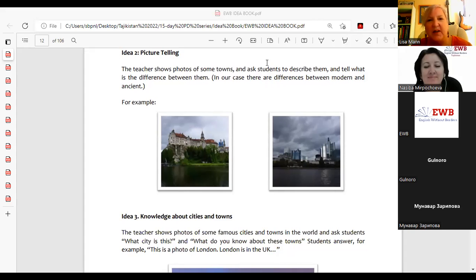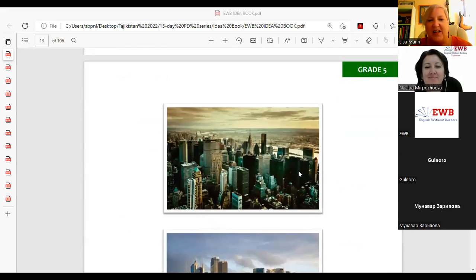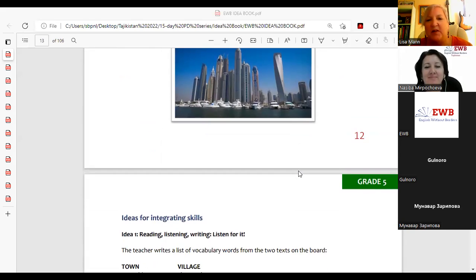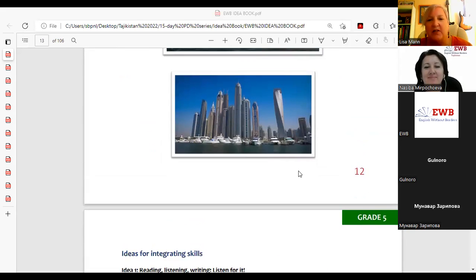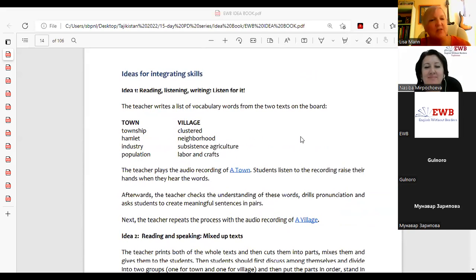For example, this one is about using photos and describing photos. So you have the two photos here. Again, this one has lots of photos. But if you don't have a printer, you don't have a way to show these photos, you can also draw them or ask your students to draw them. You don't need anything fancy.